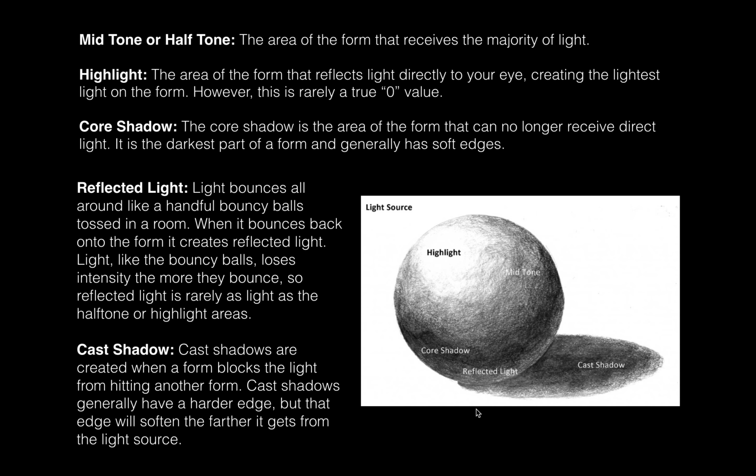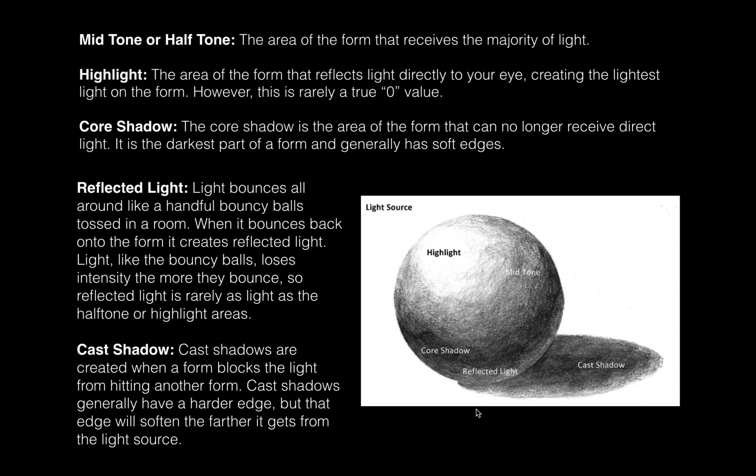First off, and arguably the most important, is the midtone or halftone. This area of the form receives the majority of the light. When we see something existing in the world, we're seeing it in halftone for the most part. It's just the part that's the majority of whatever it is that we're looking at.